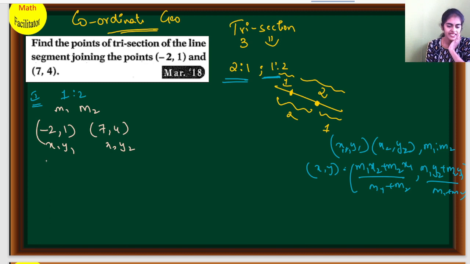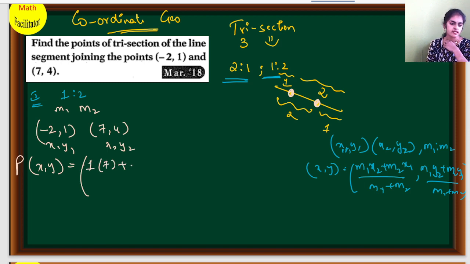Let us substitute here. First point of trisection. In points of trisection there are 2 ratios, so 2 points will come. One point for 1:2 ratio, one point for 2:1 ratio. If I am taking this point as P, then m1 is 1, x2 is 7, plus m2 is 2, x1 is -2, divided by m1 plus m2, that is 1 plus 2.